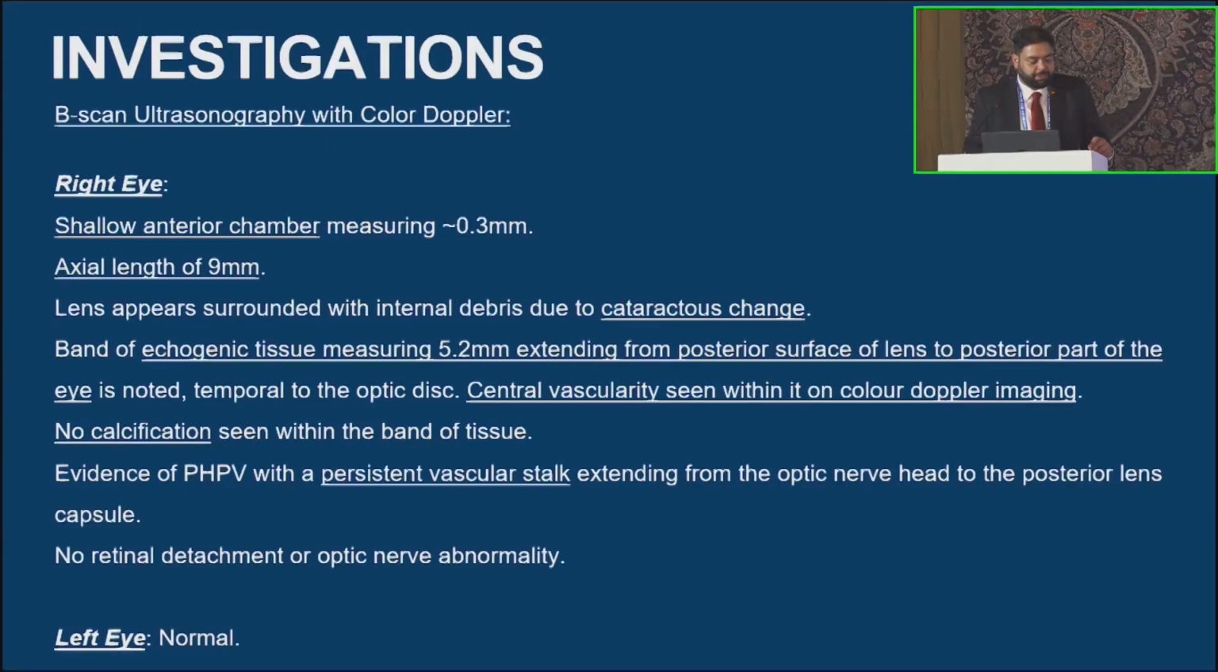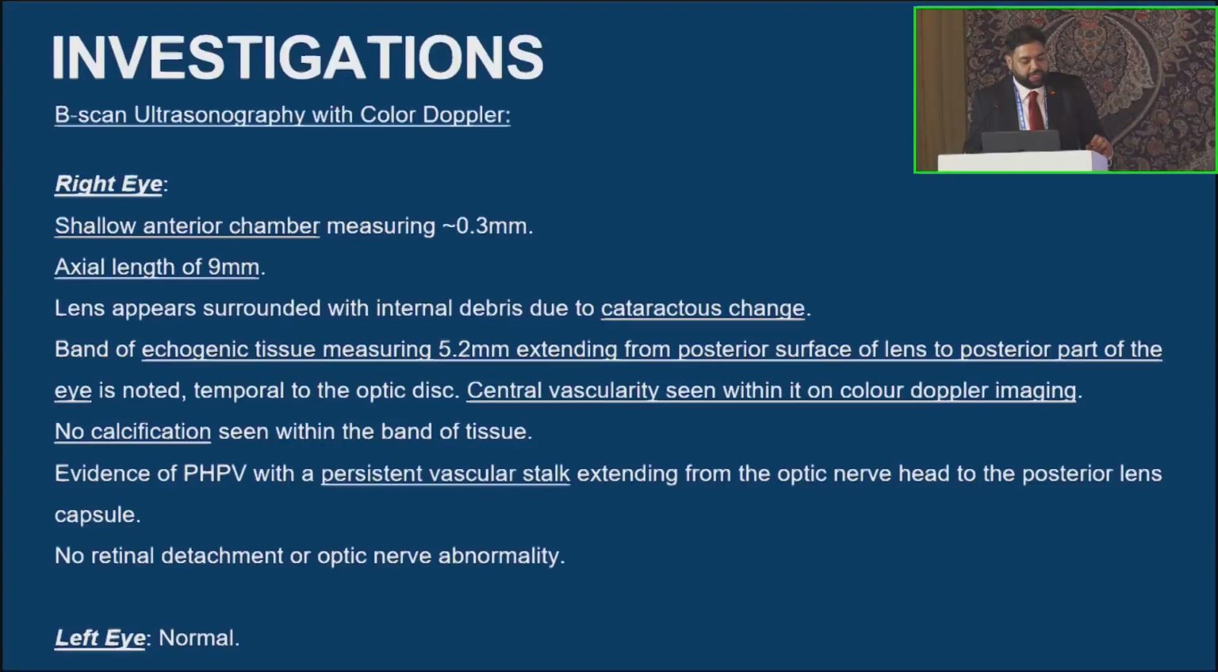Investigations done. The primary investigation the patient was advised was a B-scan, for which he underwent B-scan of the right eye. A shallow anterior chamber was seen measuring 0.3 millimeters. An axial length of 9 millimeters was seen. There was cataractous change along with an echogenic band measuring 5.2 millimeters extending from the posterior surface of the lens to the posterior part of the globe. Central vascularity was seen on color Doppler imaging.